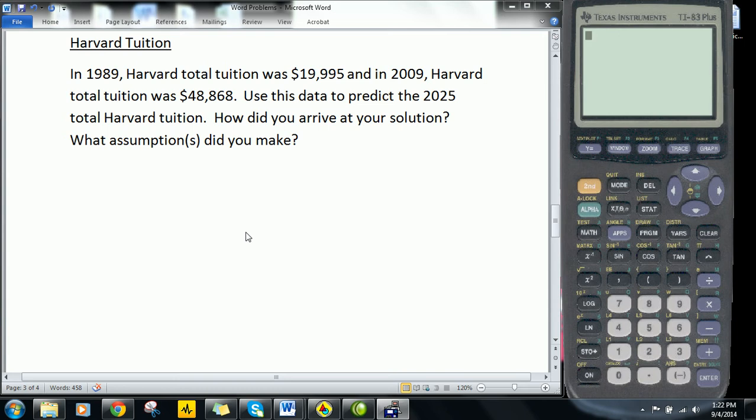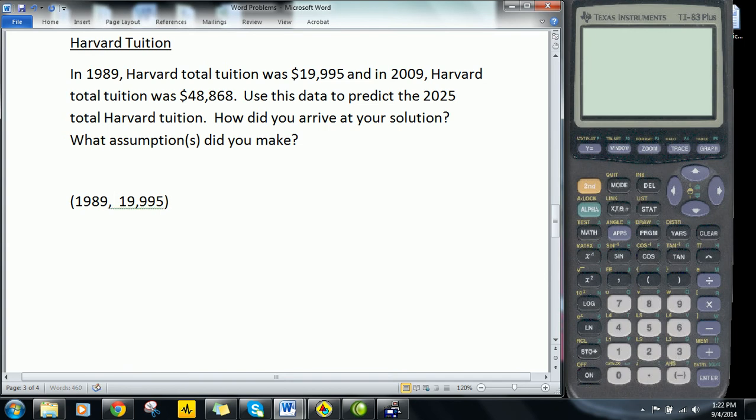We know some information about the total tuition of Harvard in '89 and consequently in 2009, 20 years later. We're trying to predict, which sometimes mathematical functions allow us to do, what the total Harvard tuition would be in 2025. So the first thing I want to do is understand that I basically gave you two ordered pairs. 1989 is the year, and the corresponding total cost was as such, right?